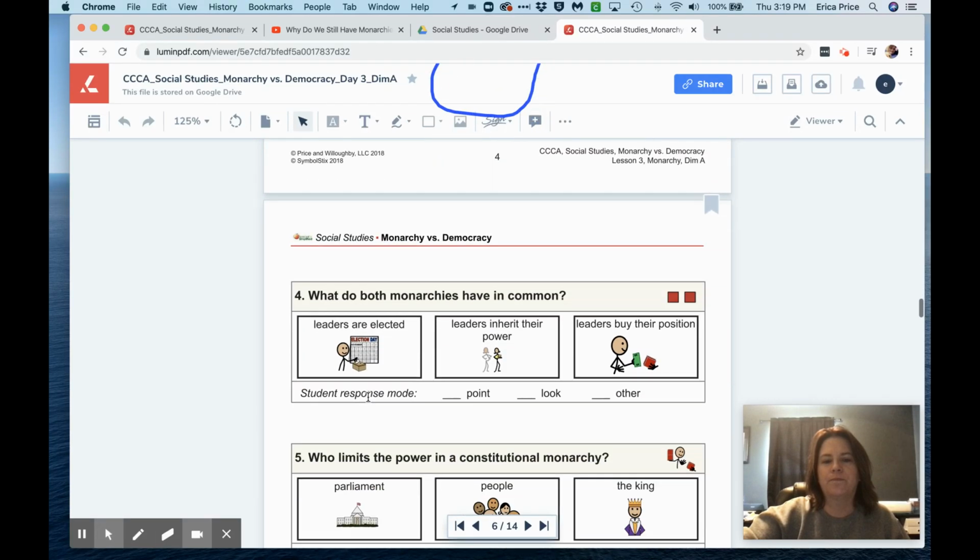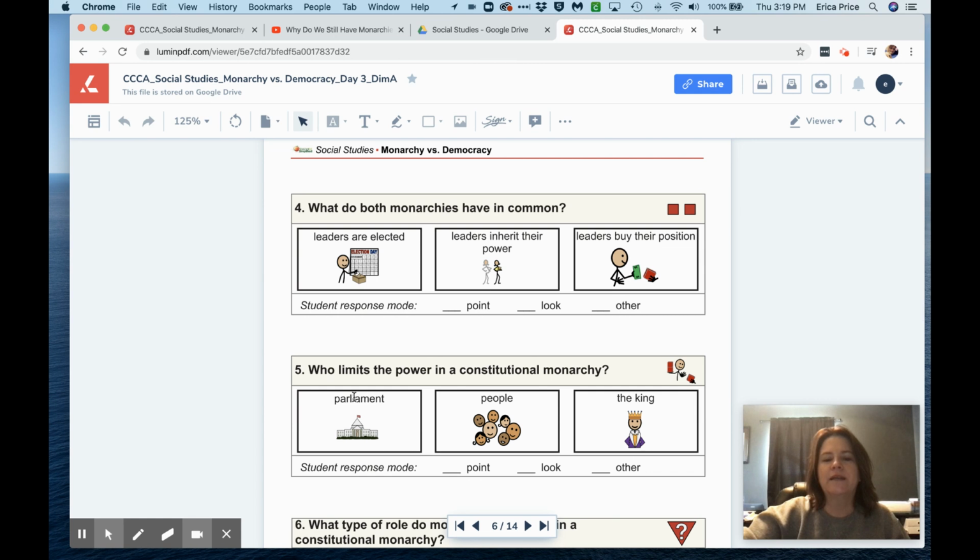Okay, let's go ahead and look at question number 4. What do both monarchies have in common? Their leaders are elected, their leaders inherit their power, or leaders buy their position. Now try to remember that Venn diagram. What do they have in common? Leaders are elected, leaders inherit their power, or leaders buy their position.